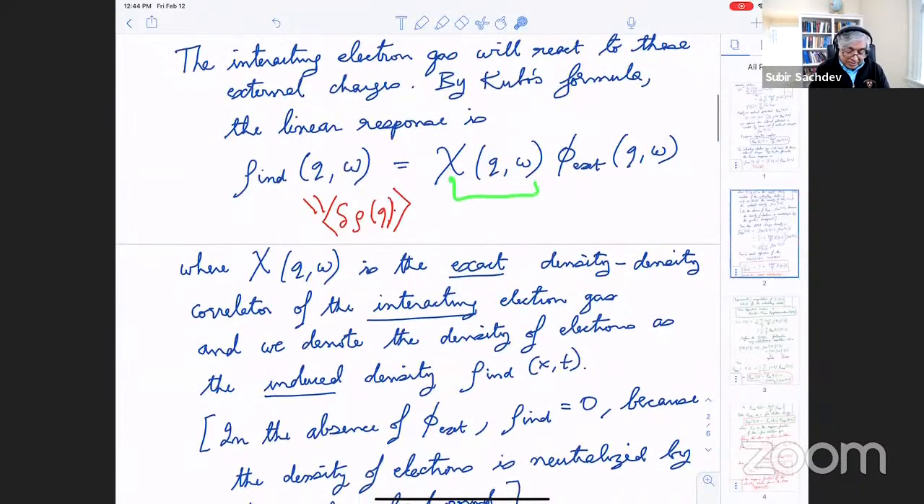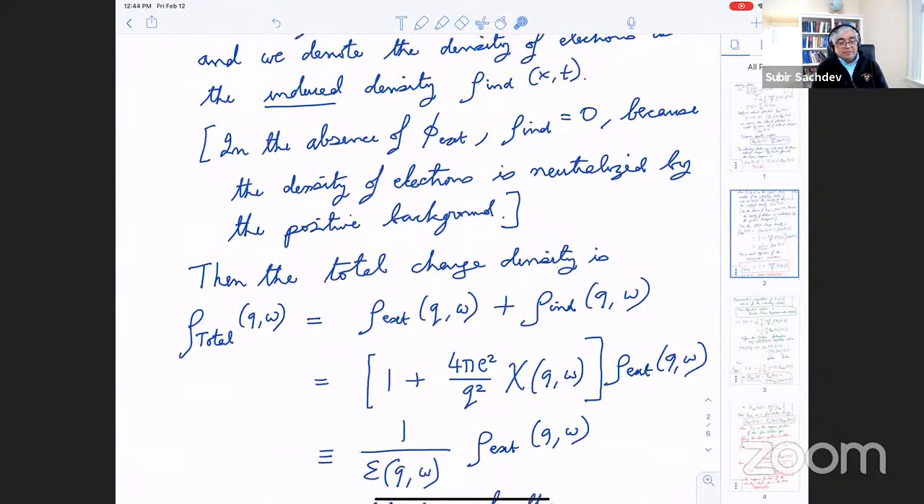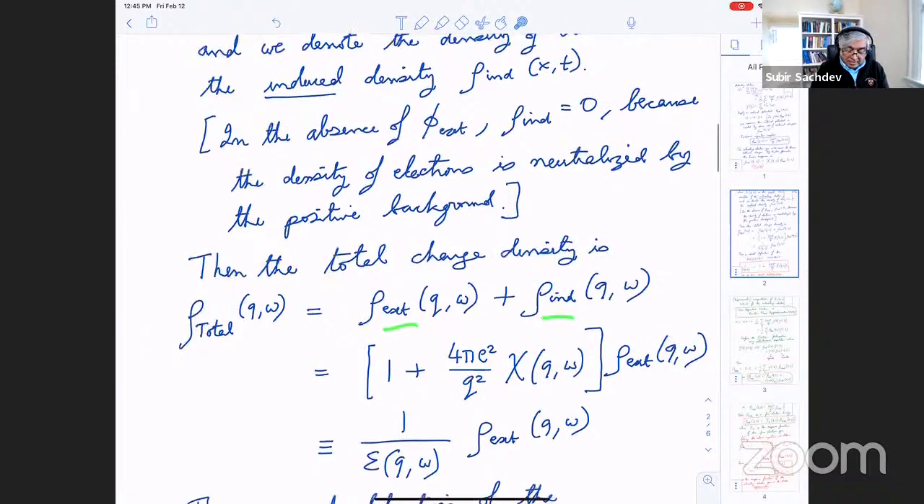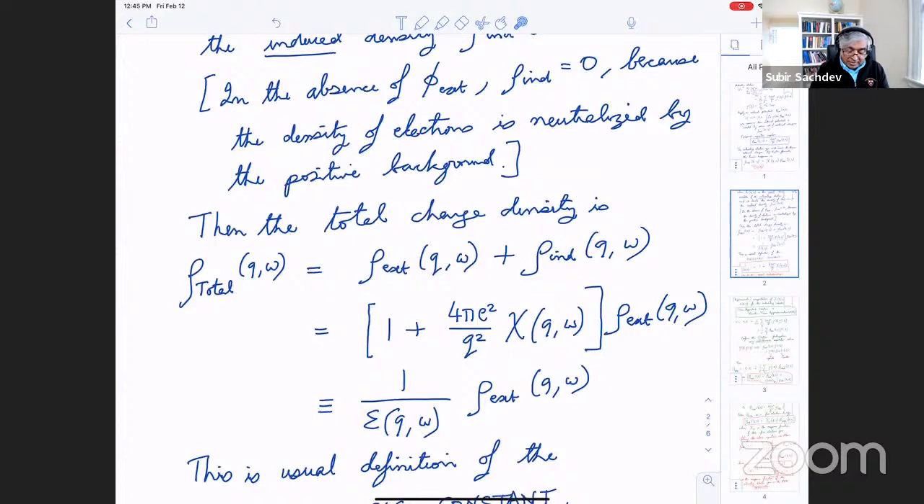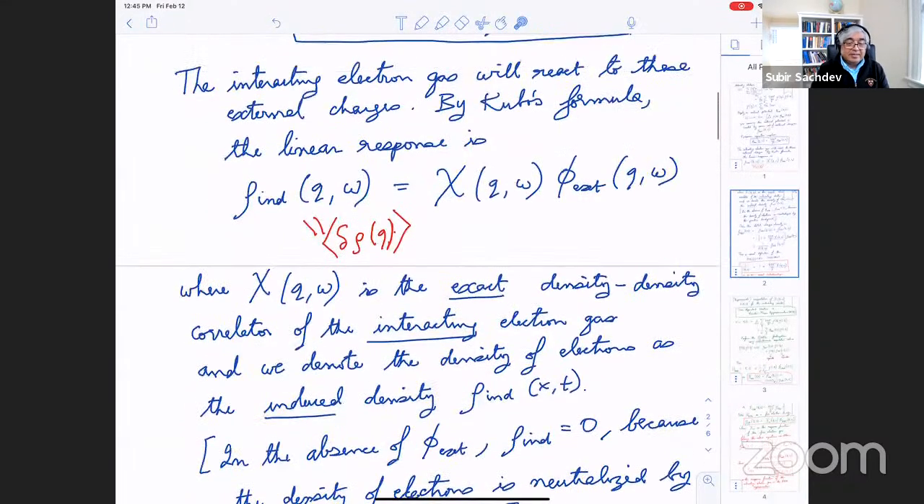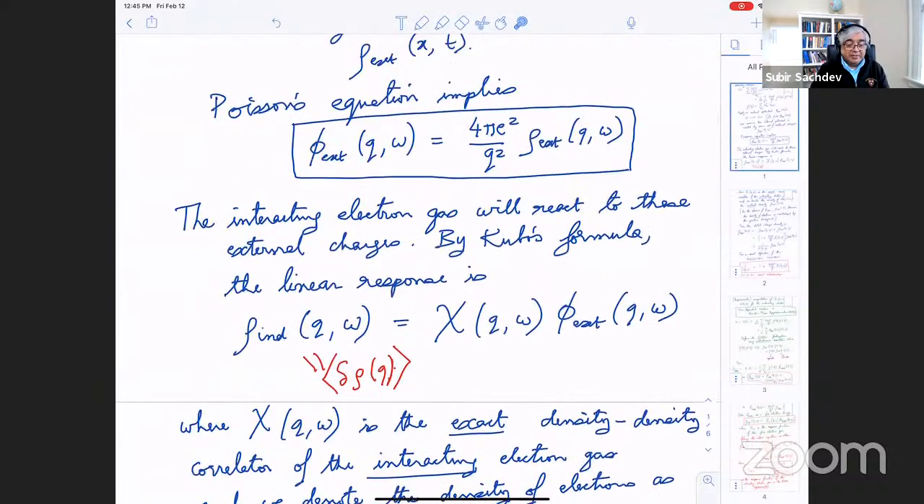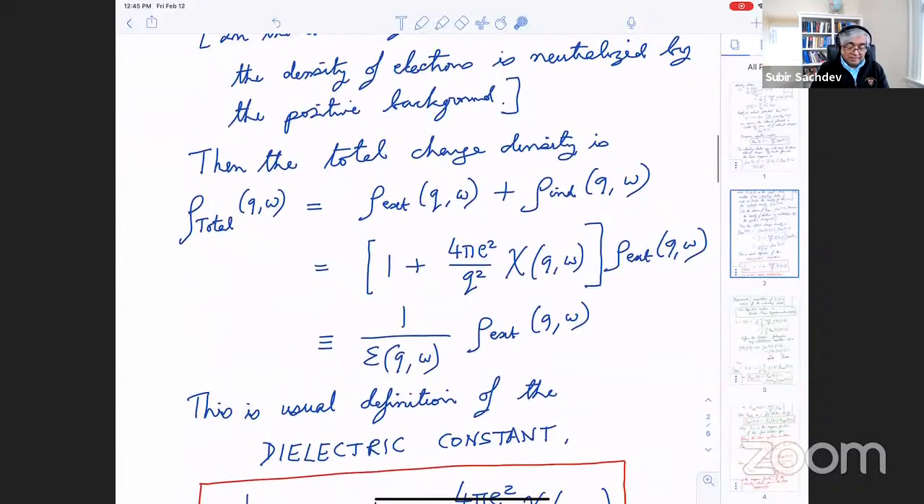Okay, so now I put these formulae together and I compute what's called the total charge density, rho total, where rho total includes not just the induced density, but the external charges that you brought in to create the phi. So here's my sample sitting here. You bring in some external charges next to it, and my sample responds. And then I ask, what is the total charge density? Well, the total charge density is rho x plus rho induced. And so that's given by 1 plus 4 pi e squared chi over q squared, times rho x, because phi x is related to rho by this 4 pi e squared over q squared. You put it all together, and this is the result that you get.